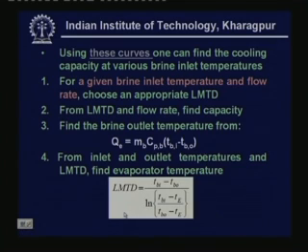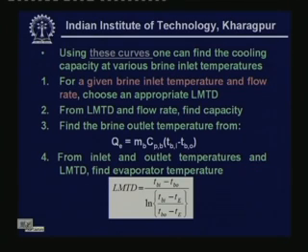That is what is done here. So, as I said, for a given brine inlet temperature and flow rate, choose an appropriate LMTD, then from LMTD and flow rate find the capacity using the characteristic curves, and find the brine outlet temperature using the equation QE is MB CPB into TBI minus TBO. From inlet and outlet temperatures and LMTD find evaporator temperature.